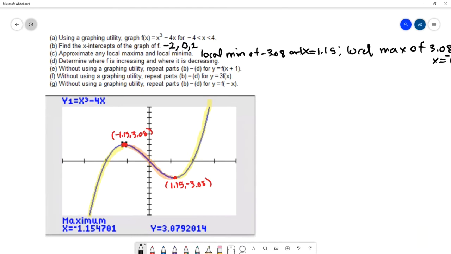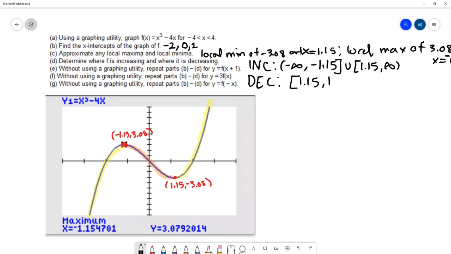So we're going to say that this function is increasing from negative infinity up to negative 1.15, and it's also increasing from 1.15 to infinity, and it's decreasing from 1.15 to 1.15. Excuse me, this one's negative here, from negative 1.15 to 1.15.